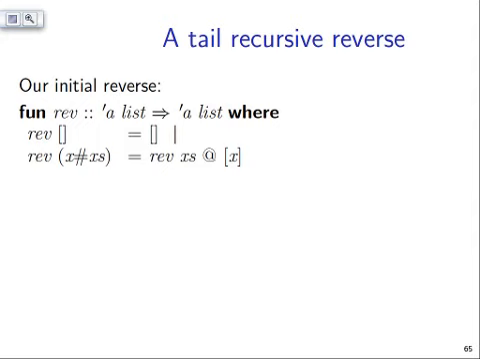Now, anybody know what the complexity of this function is, if the argument has size n? No, unfortunately not. It's n squared. Why? Because you do this append here, and the append has to run through the first list.